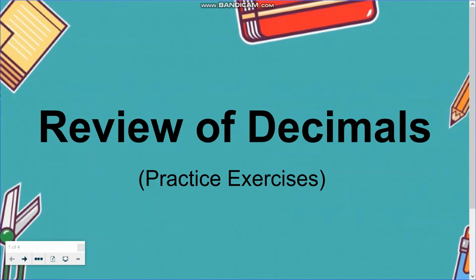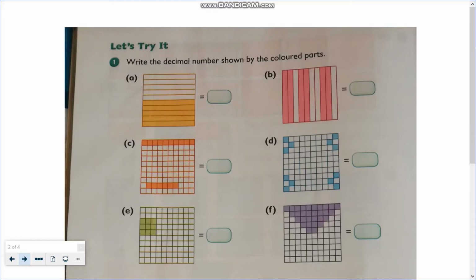So now we're going to answer the practice exercises for the lesson review of decimals. Let's start with your student book. Number 1, write the decimal number shown by the colored parts. So you have to consider the divisions of each square. There are squares that are divided into 10 parts. There are squares that are divided into 100 parts.